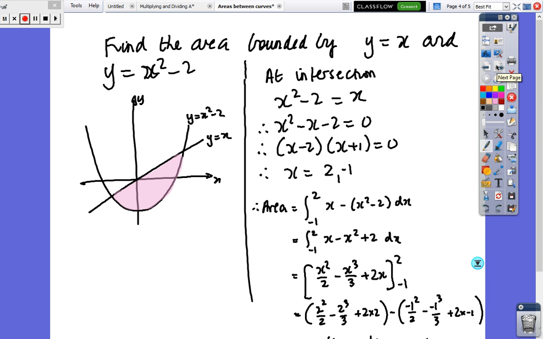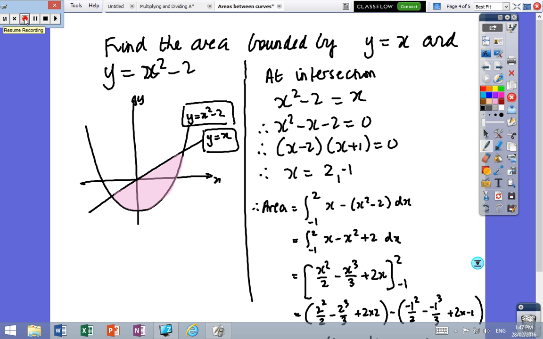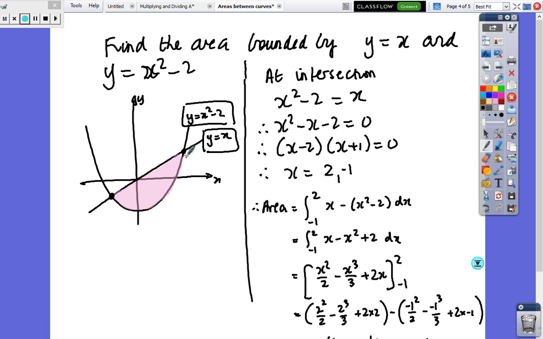And next one, okay, find the area bounded by y equals x, which is a straight line, and the parabola y equals x squared minus 2. So your graphics calculator or Desmos will show you what the sketch looks like. Okay, back on, had a bit of a cough. So at the point of intersection, we need to find where these two curves meet, so that's where it's going to be bounded. So the parabola equals the straight line.